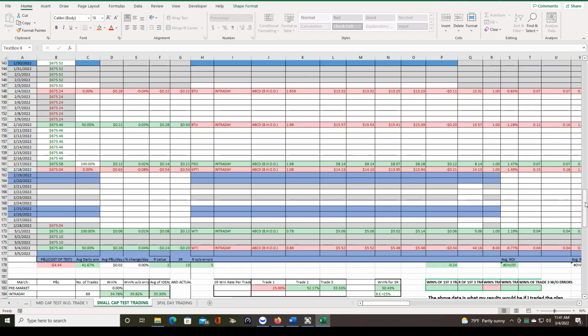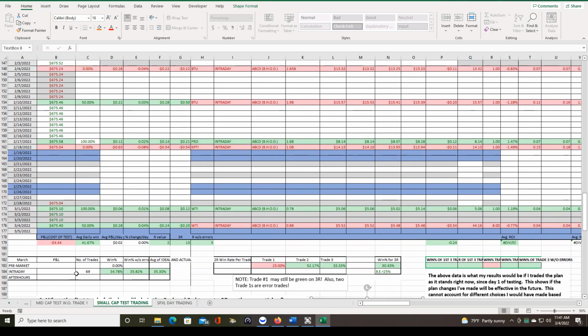So let's talk about the results. 69 trades so far. We're trading 2R, all or nothing. That means that whatever our risk is, our profit target is twice that. And that's just for now. In the long term, once we finish this test, it looks like for sure we're going to be holding until 3R on every trade because our data tells us to do that.